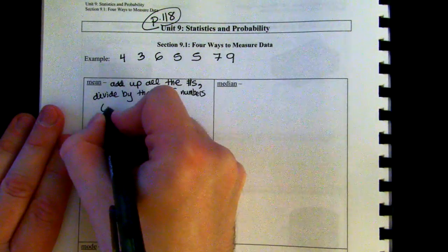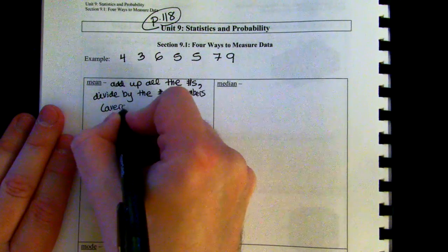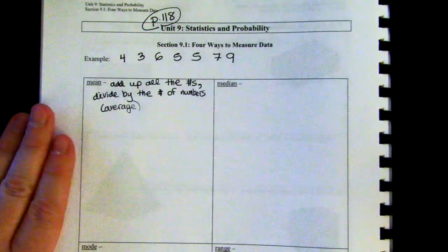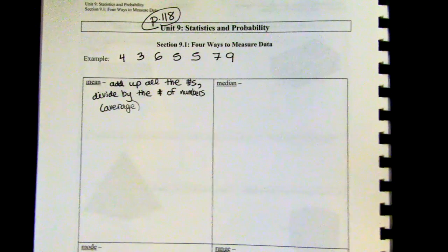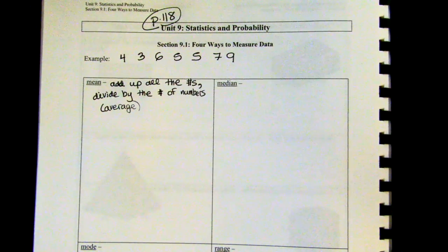Another word for the mean is the average. To find the mean, we're going to add up all of the numbers. We're then going to divide by the number of numbers. This is also called the average. Take a moment, get that copied down.